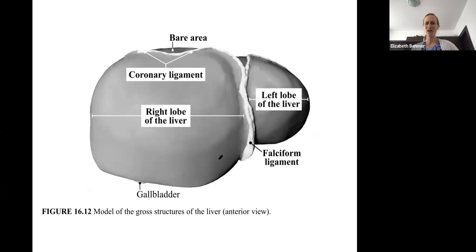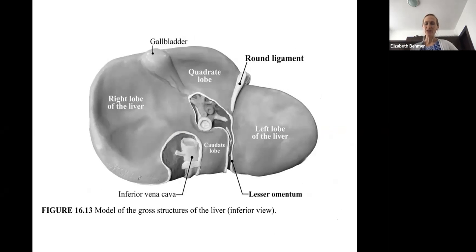Here we have a model of the liver, showing the lobes of the liver from a front view, and the different ligaments that hold the lobes together. The right lobe, the left lobe, and underneath the right lobe you'll have the gallbladder sticking out. Here's an inferior view, so looking at the liver from the bottom, we'll see the different blood vessels entering. The lesser omentum, again, is some connective tissue holding the liver in place. Here we have our gallbladder on the underside of the right lobe.